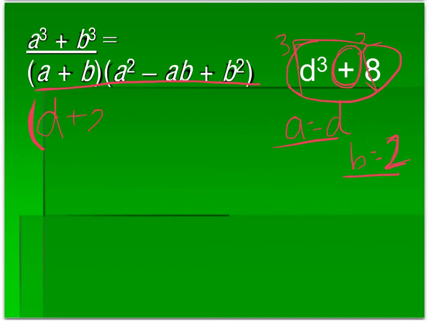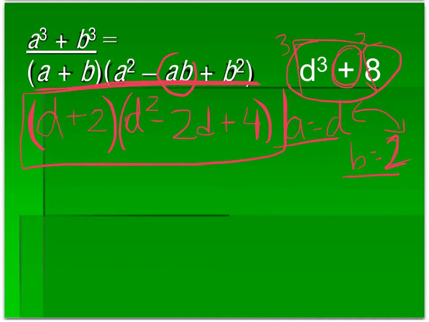B is 2. Now, a squared would be d squared minus a times b, so 2 times d, plus 2 squared, which is really 4. So there we first did a difference of two cubes, and then we have the sum of two cubes.